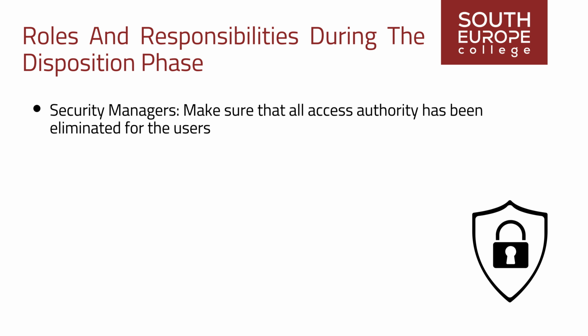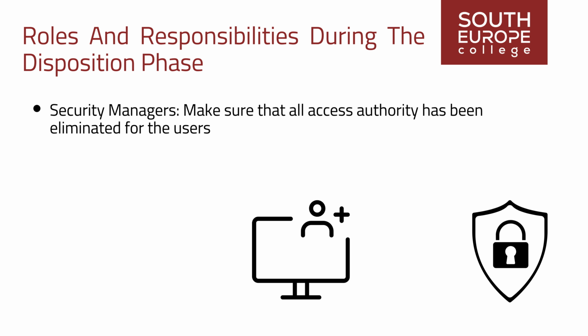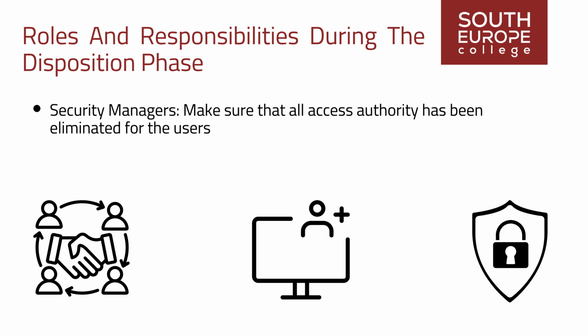Security Managers. The security managers need to make sure that all access authority has been eliminated for the users. Any users that only use the application should be removed from the system, while others that use other applications as well as this one may still need access to the overall system, but not the application being shut down. If there is another application that is taking the place of this application, the security managers coordinate with the new security managers.